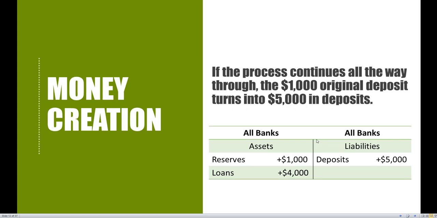And we notice that the $1,000 original deposit turns into $5,000 in deposits now. So here we're able to successfully say that your $1,000 original deposit has created 5 times as much money as before. This is the entire transition we went through with the fractional reserve banking system, where banks are going to be fully loaded up.